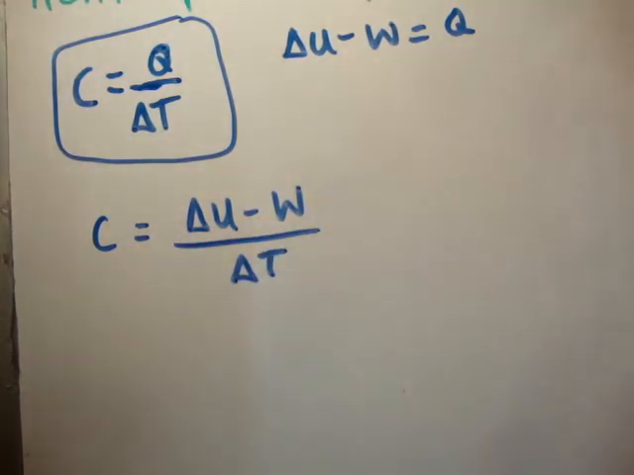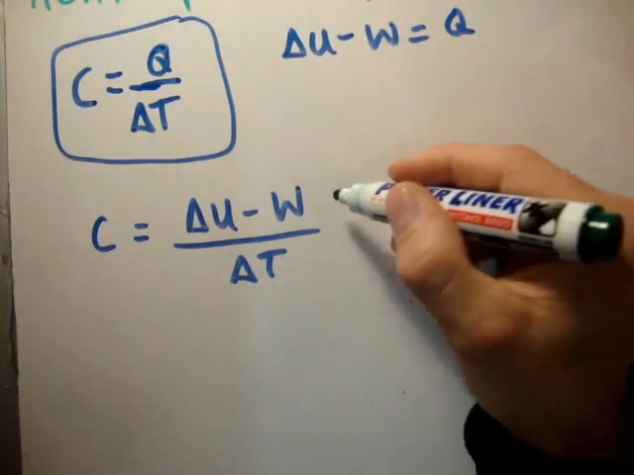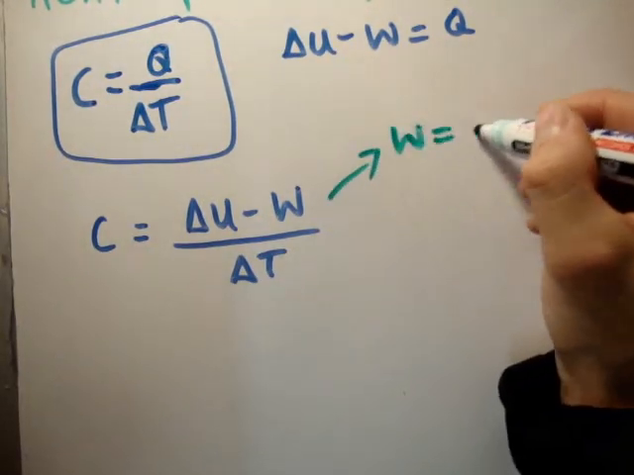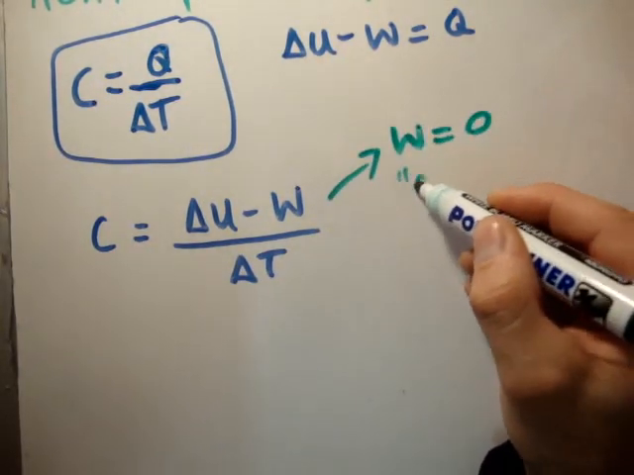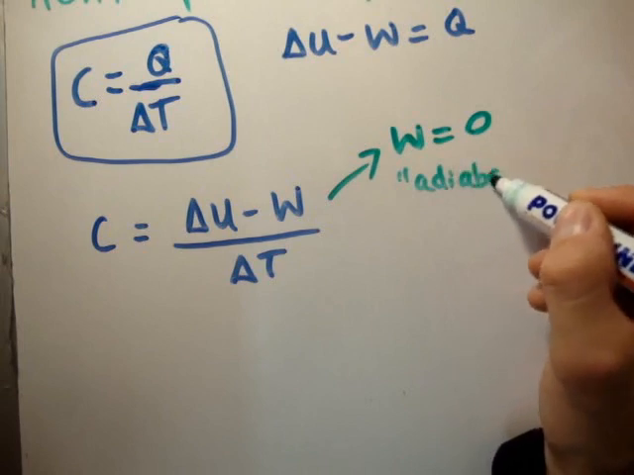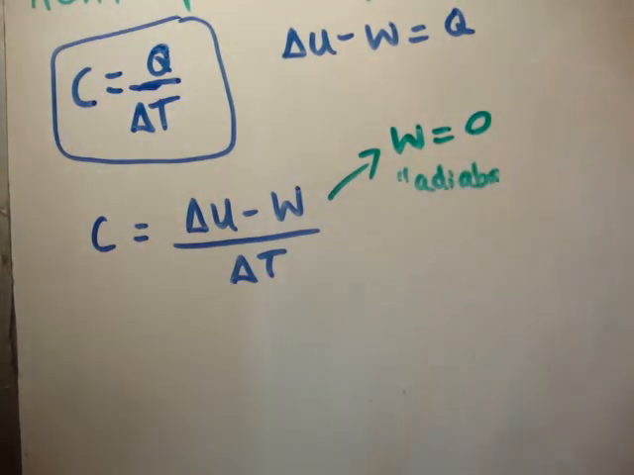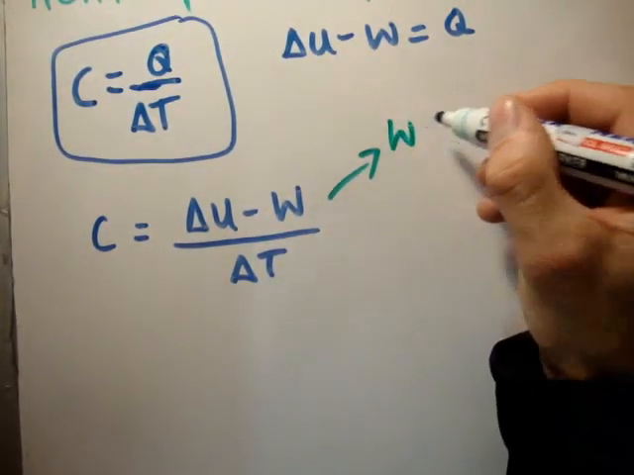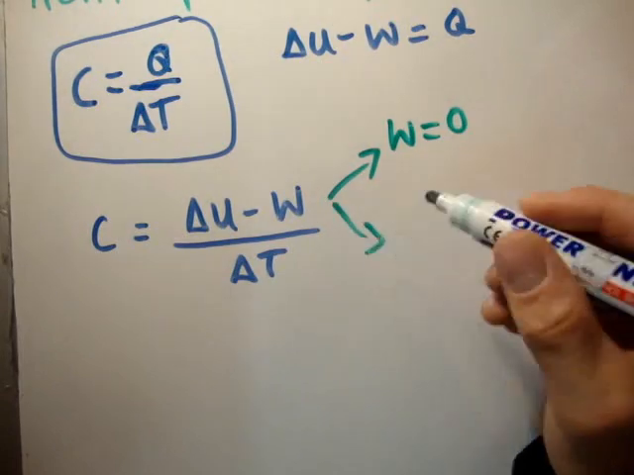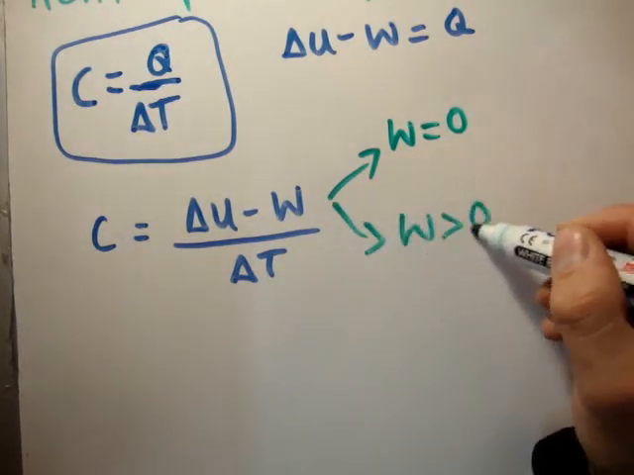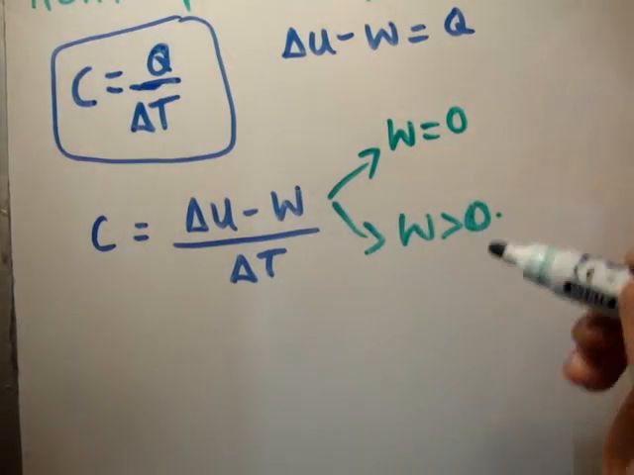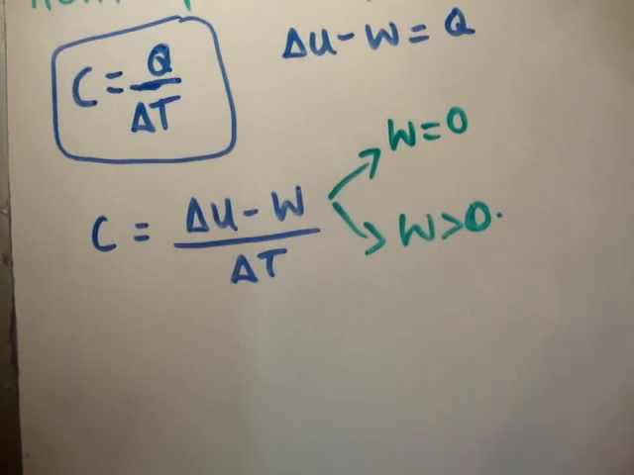If you look at this formula, there are two different scenarios, or two different cases, we have to look at. We have to work out what happens when the work done is equal to zero. Oh, that's terrible. What am I saying? Work done is equal to zero. And the second one is when the work done is greater than zero. You can't have work being less than zero, of course. So let's look at that.